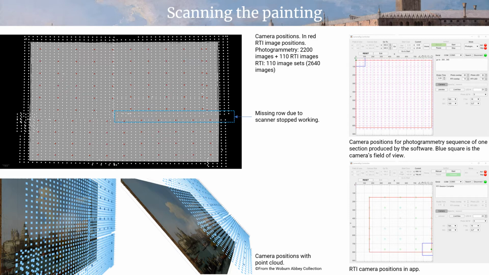The recording of the painting took 4 days, including setup and disassembly, and a 2-hour-long break when the scanner decided to stop working. You can actually see a missing row of images that I missed when the scanner stopped working, although these didn't affect the processing as there was plenty of overlap. And for anyone interested in the numbers, photogrammetry consisted of 2,200 images, the white dots on the top left image, and 110 RTI images, the red dots. And the RTI consisted of 110 sets of 24 images, which is 2,640 images in total.